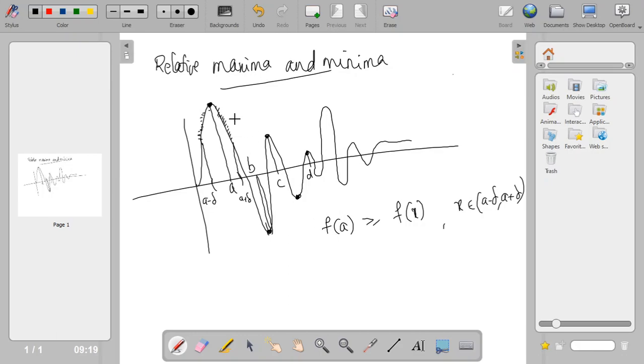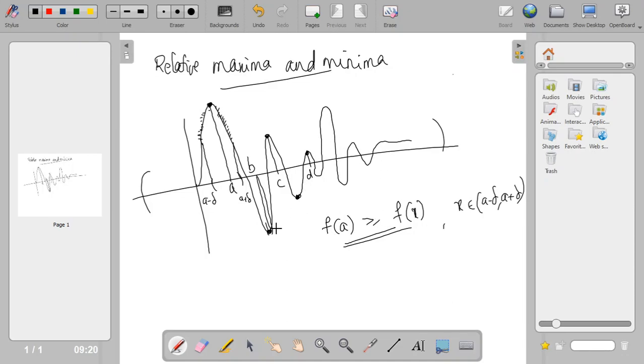So the function is said to have a relative maxima at a point A if f of A is greater than or equal to f of x for all x which lies in an open interval containing A. This is an open interval which contains A. If you take any open interval containing A, in that open interval f of A must be greater than or equal to f of x. An open interval containing A does not mean taking a big interval. You take a very small neighboring interval. In that interval f of A must be greater than or equal to f of x.